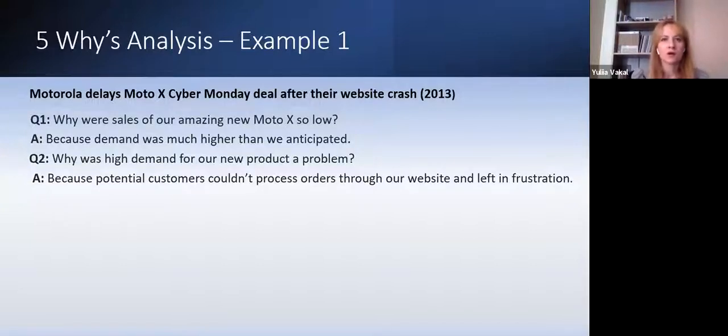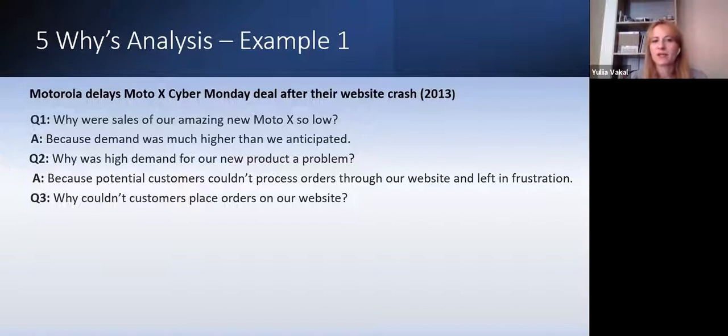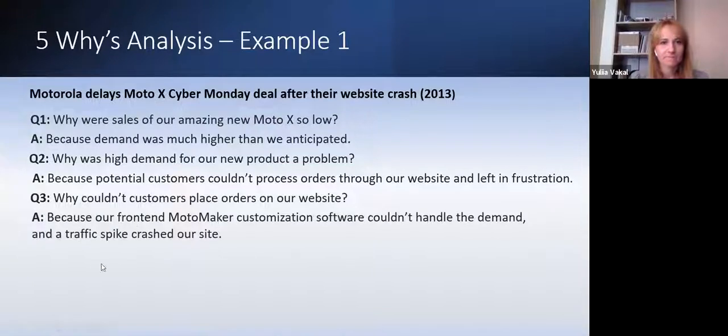So why couldn't customers place orders on our website? Good question. Because our front end Motomaker customization software couldn't handle the demand, and the traffic spike crashed our site. One of the features of this phone was a customizable design, so everyone went to this customizable section. So that was a problem with the front end.